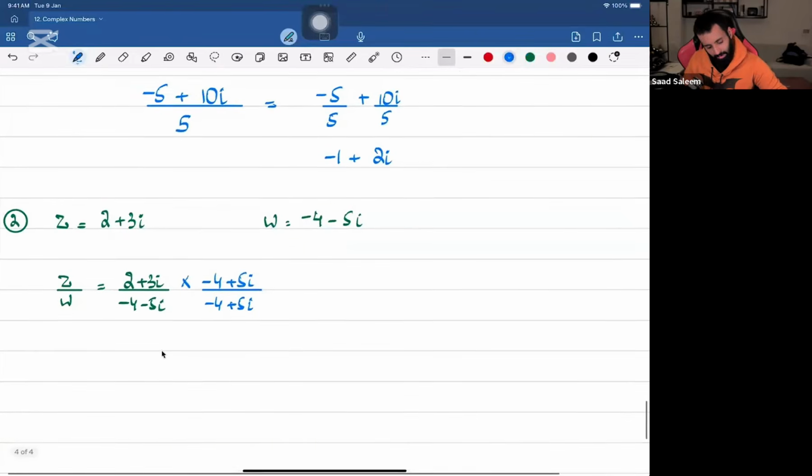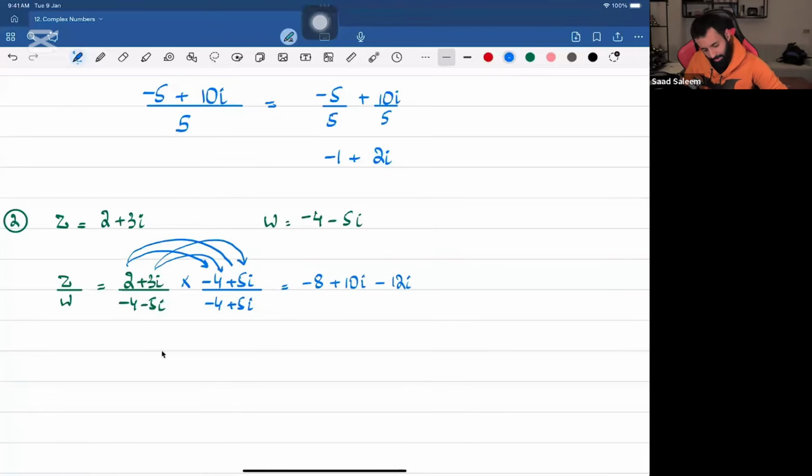Now let's get to work. So we have 2 into minus 4, which is equal to minus 8, and 2 into 5 iota, which is equal to 10 iota, and then 3 iota times minus 4, which is equal to minus 12 iota, then 3 iota into 5 iota, which is equal to 15 iota squared. And with practice, you can straight away write this as minus 15.